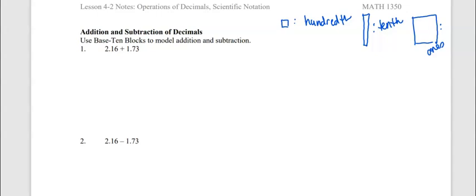So when we model the addition using the base 10 blocks, we're going to draw it out. The first one, we're going to have 2 ones, 1 tenth, and then we'll have 6 hundredths.